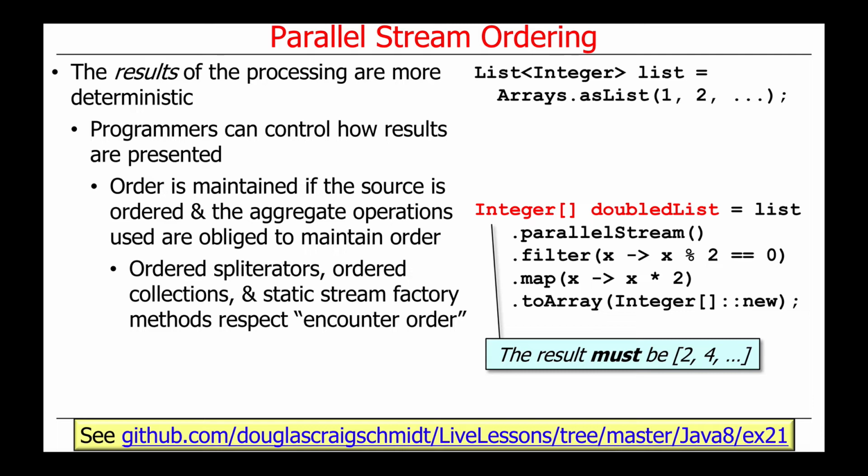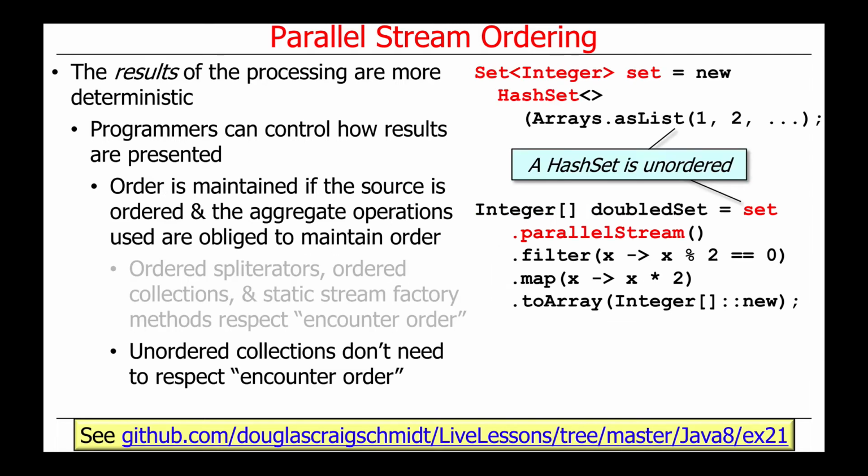Even though the processing of any of those elements could have run non-deterministically in some other order. For something as easy as this, it's a little hard to understand why it would run out of order, but when we get to more complicated things, you'll see why it could run out of order. So the point is, because an array list is an ordered collection, the output must respect the encounter order.